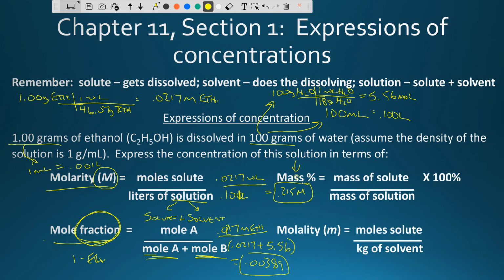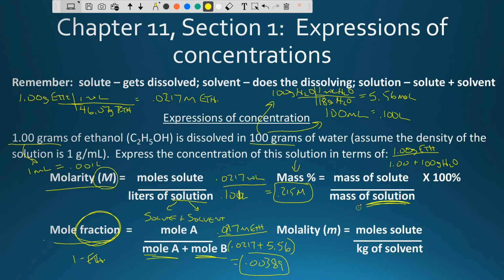All right, let's find a mass percent now. The name itself tells me we leave it in mass. And so I simply take a look at the problem. I have 1.00 grams of ethanol divided by solution. Now remember, my solution is my solute plus my solvent, and it's 100 grams.